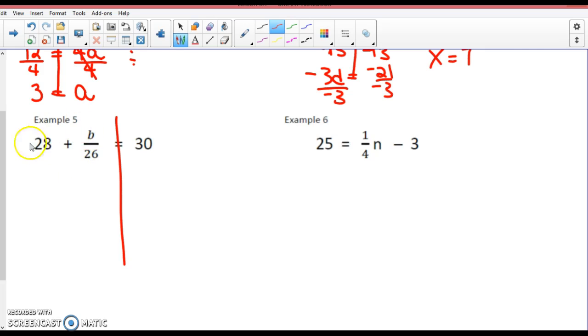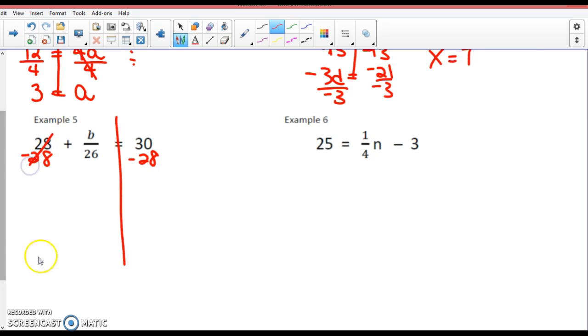All right. Again, there's no simplifying, and there's only one variable. What number do I need to get rid of or move first, Justin? How do I move that 28 to the other side? Subtract 28 from both sides. Guys, please show your work. Your paper should look just like mine.